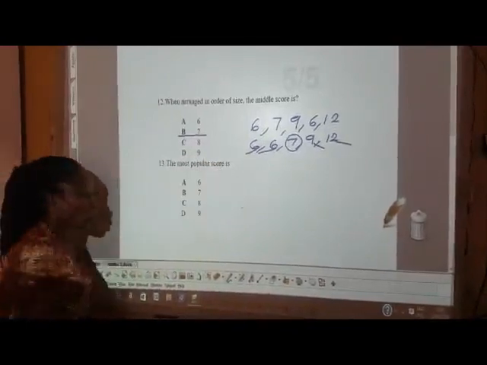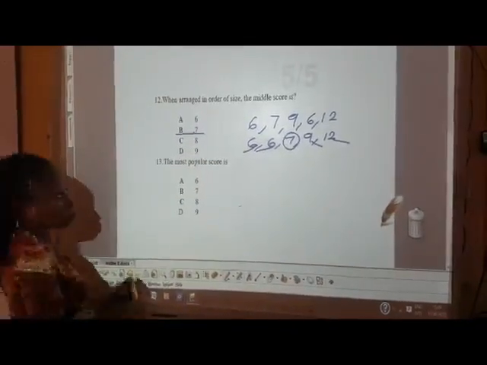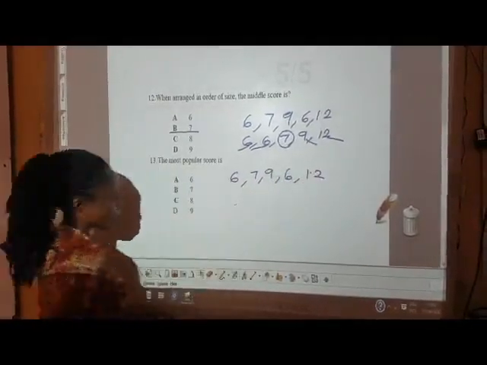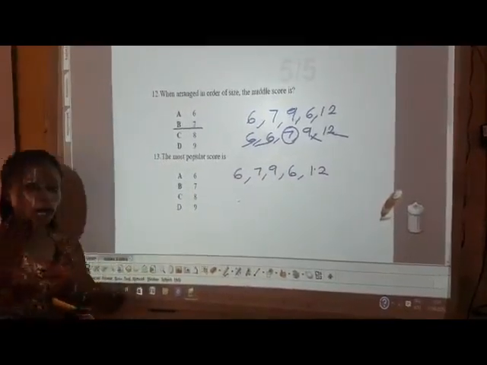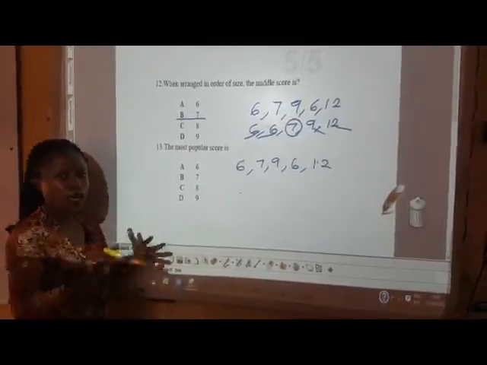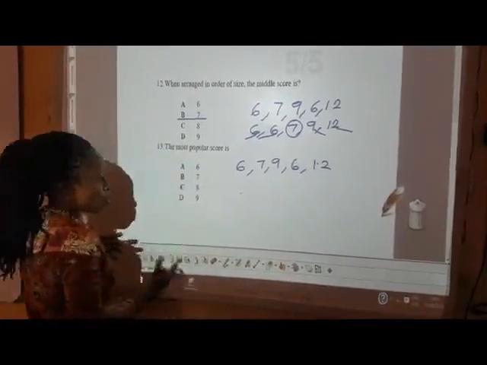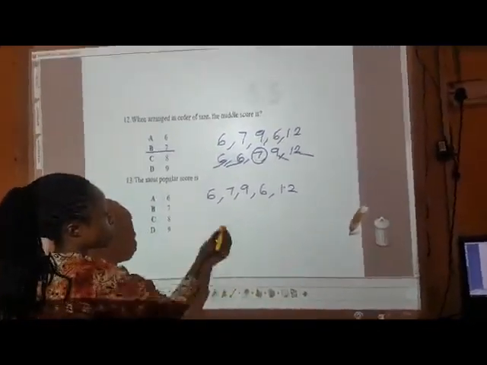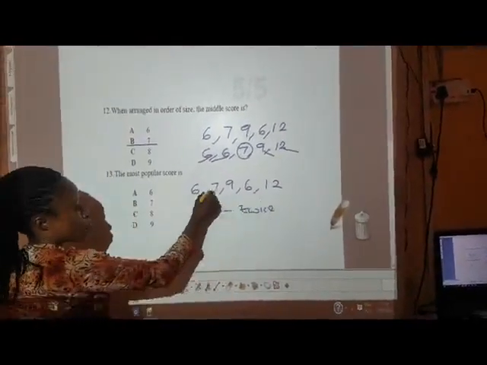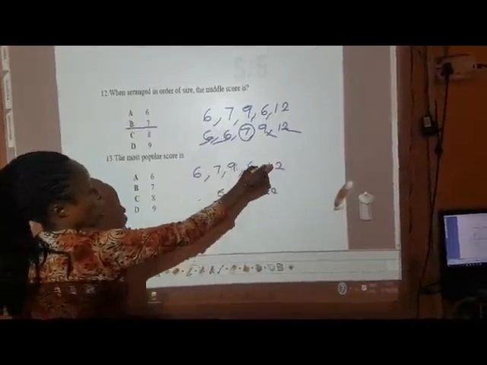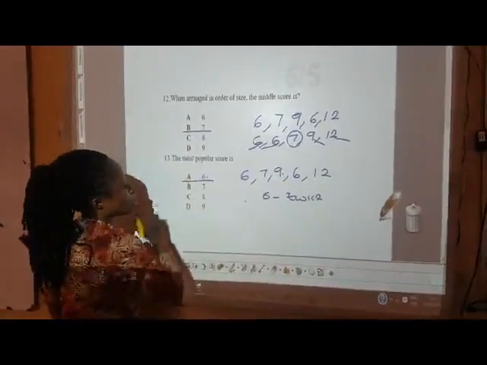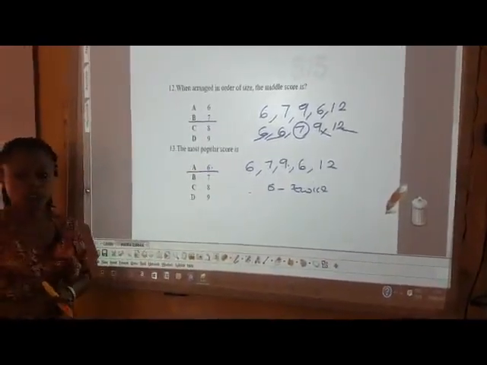The last question, number 13. The most popular score. What you are asked to look for is the mode. You first write out the numbers 6, 7, 9, 6, and 12. Now, what is the mode? The mode of any set of numbers is the number that occurs most in the given set, or the number that appears most often. Looking at this, 6 appears twice. 7 is just once, 9 is once, and 12 once. So the number that appears most is 6. The popular score is 6. Thank you.